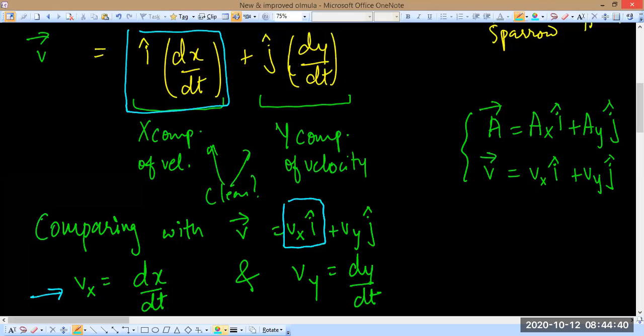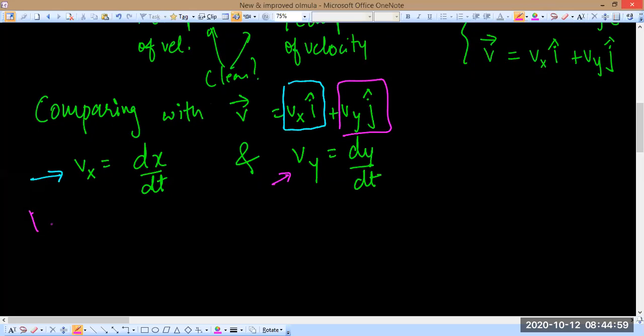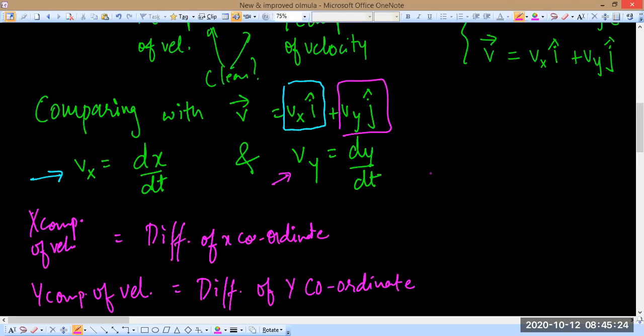And similarly when you look at this and this, you're going to get this. Okay, now this, what have we got here? This is interesting. We have got that the x component of velocity can be found by doing differentiation of x coordinate. Yes, and we can say that we can get y component of velocity by doing differentiation of y coordinate. Do you agree with these two sentences? x component of velocity by doing differentiation of x coordinate, y component of velocity by doing differentiation of y coordinate.